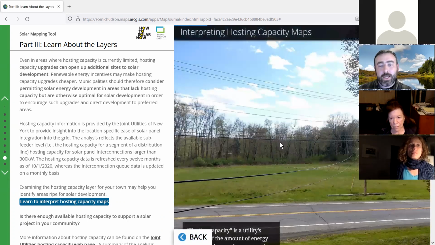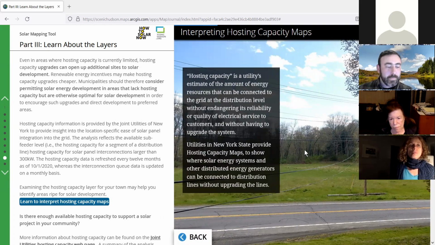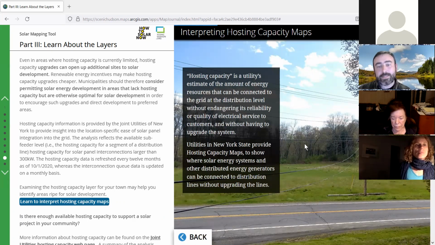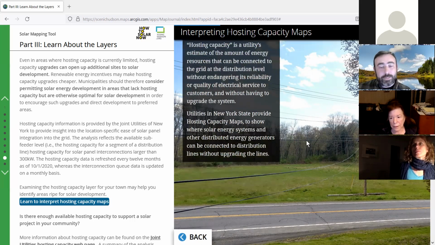So again, we have these distribution lines, and the ISO was mentioned, the New York ISO, Independent Service Organization, I think. Basically, it's the body in New York State that makes sure that when you hit a light switch, the lights come on and it doesn't blow up and we don't have blackouts. They're responsible with the utilities for making sure that we have consistent power, and hosting capacity is part of that. And so the utilities in the state are actually legally required to provide these hosting capacity maps. And these show where there is room on the line to add more solar without upgrading the lines.